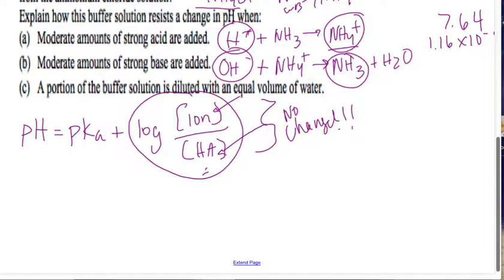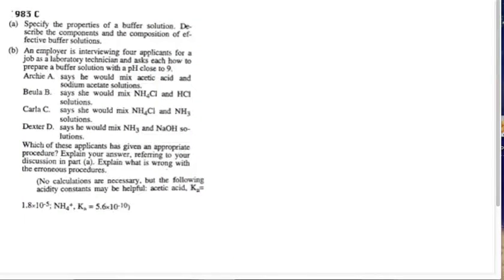All right, last problem of the day, and it's my favorite. 1983. This is before I took the AP, like really long time ago. I love this. A, I love the font. B, I love the names.